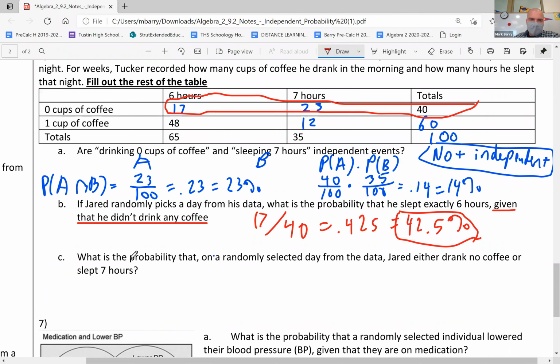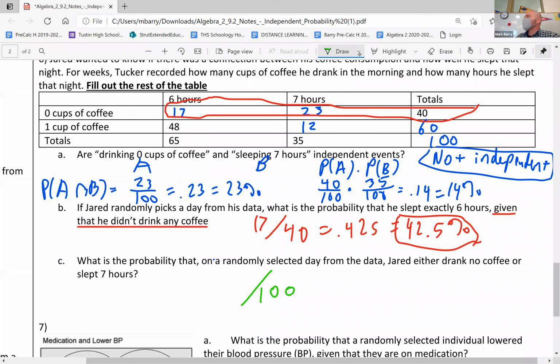All right, one more here. What is the probability that on a randomly selected day from the data, Jared either drank no coffee or slept 7 hours? Since there's no "given" here, this is out of the whole data, so it's out of all 100 days.